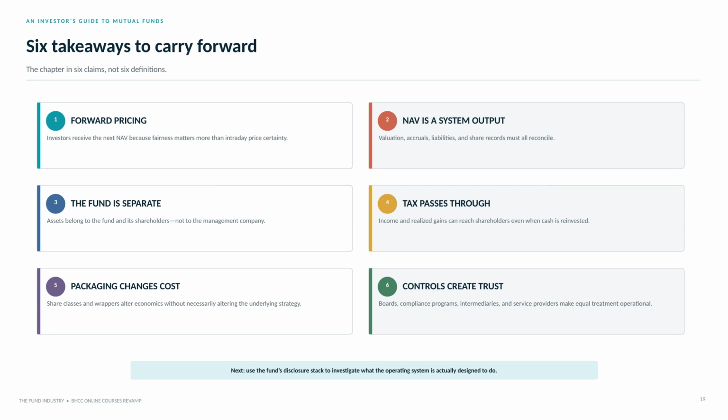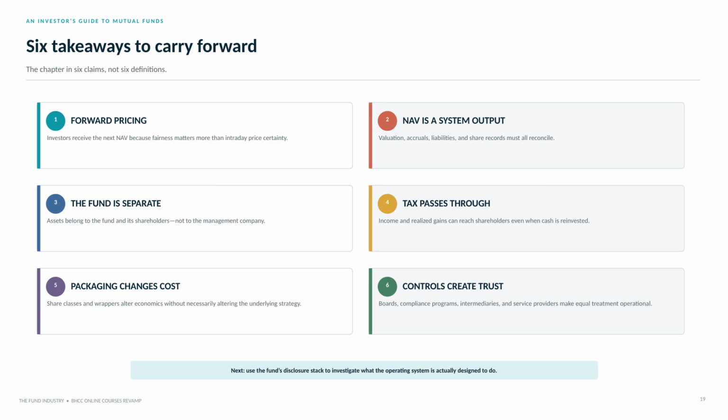Carry forward 6 ideas. First, forward pricing values fairness more than intraday price certainty. Second, NAV is a system output. Valuation, accruals, liabilities, and share records must reconcile. Third, the fund is legally separate from the management company, and the assets belong to the fund for its shareholders. Fourth, income and realized gains can pass through even when cash is reinvested.